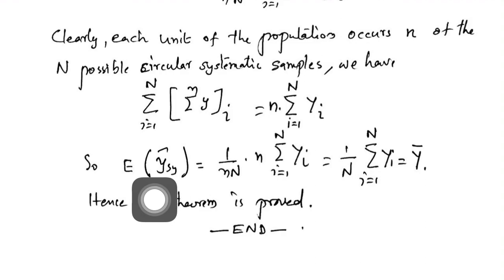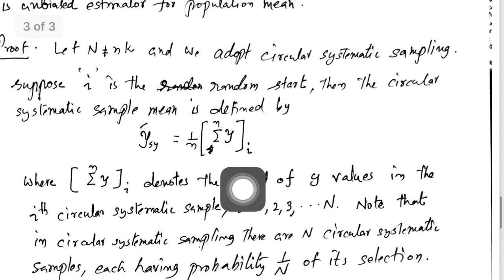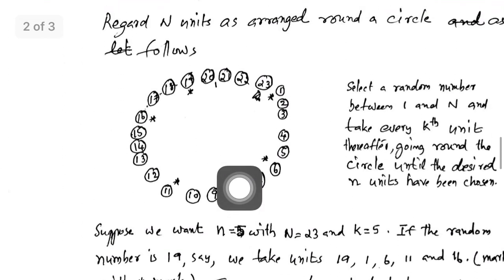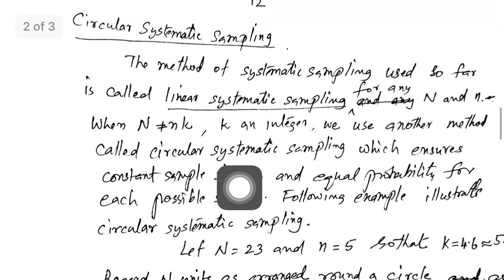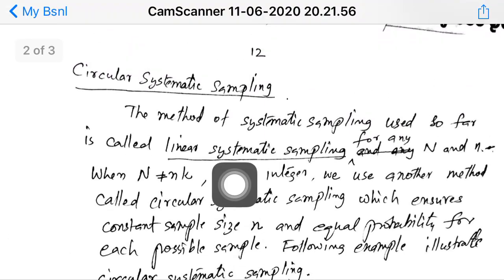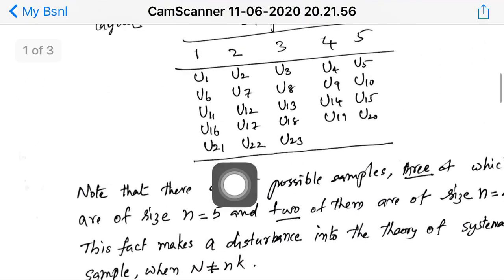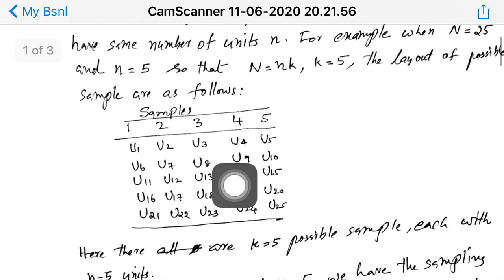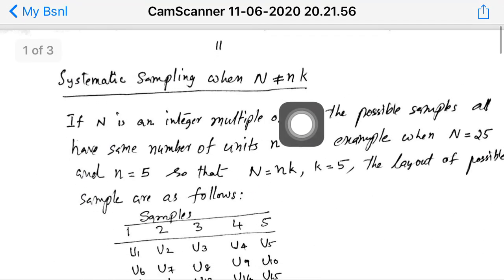So the population mean can be estimated, and similarly the population total can also be estimated unbiasedly, when the circular systematic sample is taken from a population with capital N not equal to nk. Okay, and we stop now.